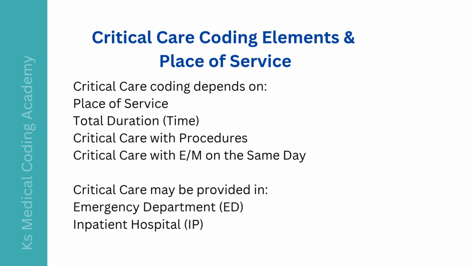In this lesson, we will learn the 4 major coding elements of critical care. These include the place where the service is provided, the total physician time, procedures performed on the same day, and reporting critical care with other E/M services. Critical care services can be reported in different locations. The most common places are the emergency department and the inpatient hospital. The patient's condition, rather than the location, determines whether critical care can be reported.